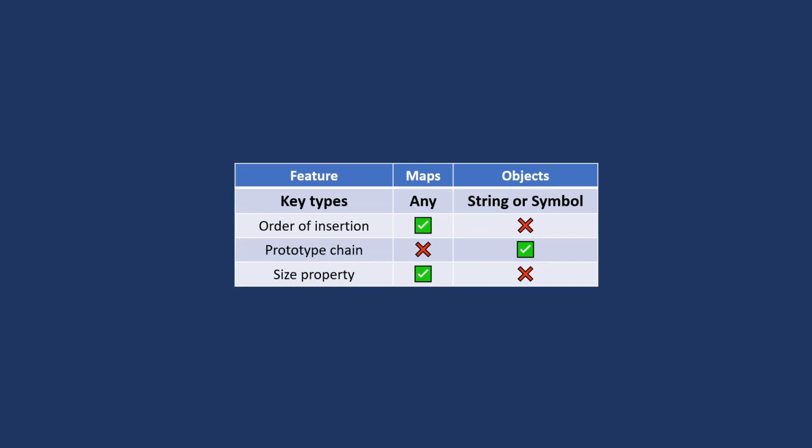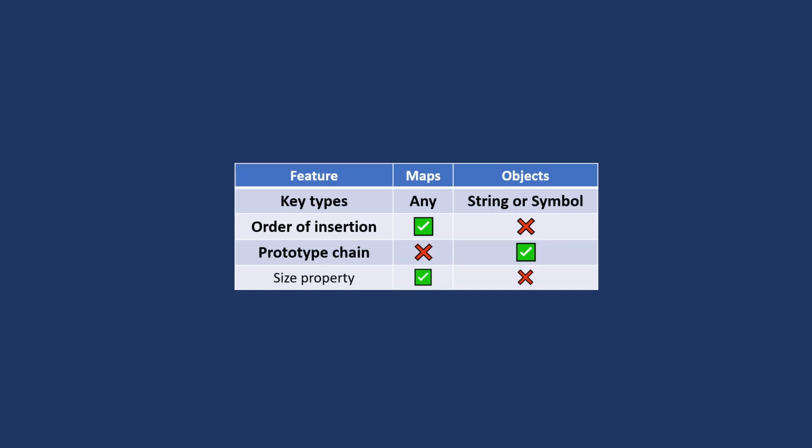First, you may use any key type in a map, not just strings or symbols. Maps do remember the order of insertion of each element. Maps have no prototype chain. And maps have a size property that returns the number of entries.